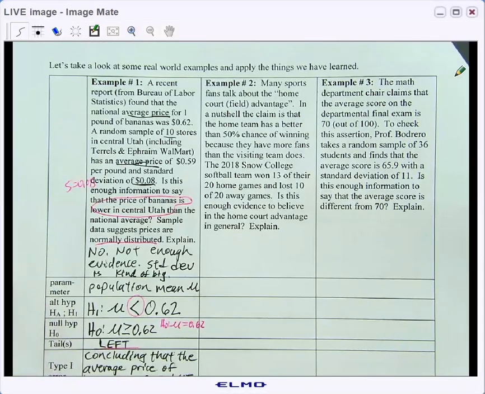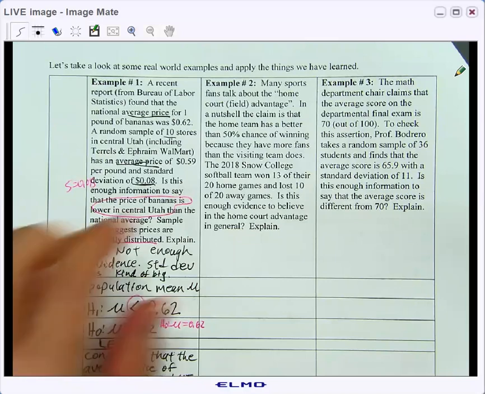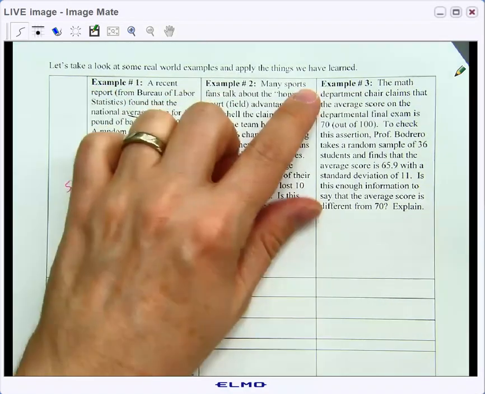Welcome back. We'll look at our next example here in this video. And actually, let's skip to example 3.